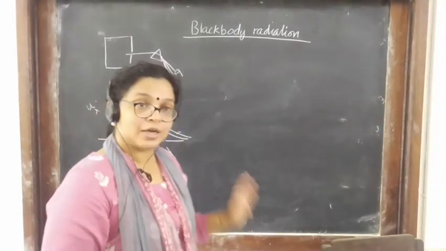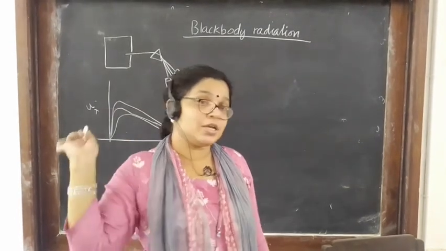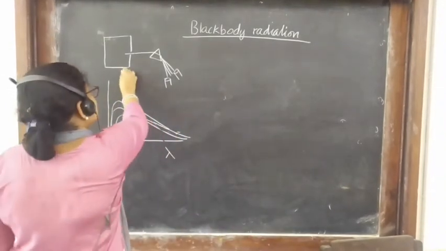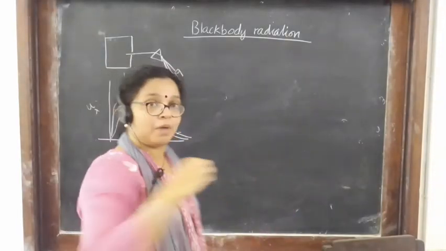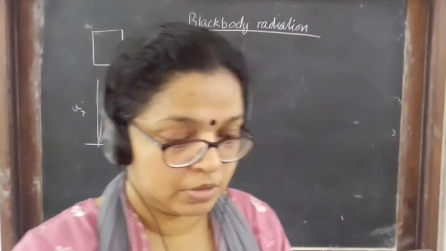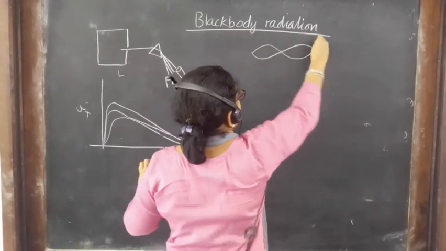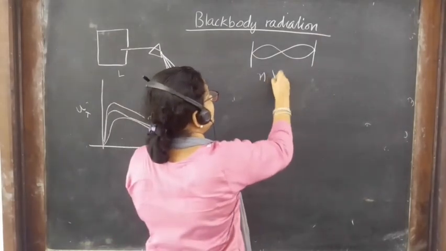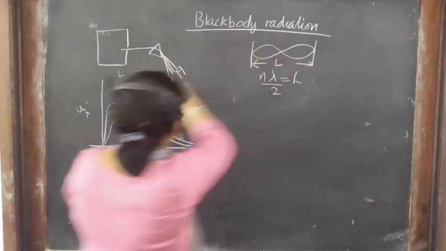So let us take the classical case. We have to calculate how many modes there are inside the cavity. Suppose this is a cubical cavity and it has a side L. So let us calculate what the boundary conditions for this will be. You know that nodes should be there on the walls. So n lambda by 2 equals L.